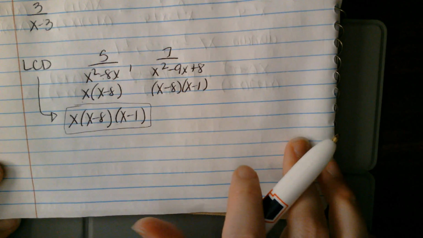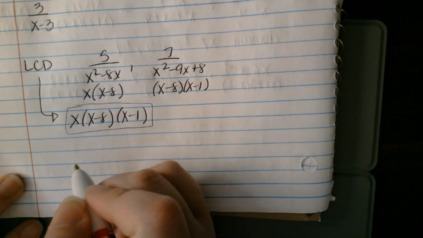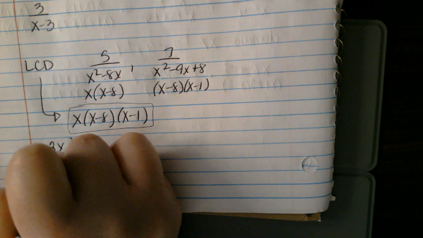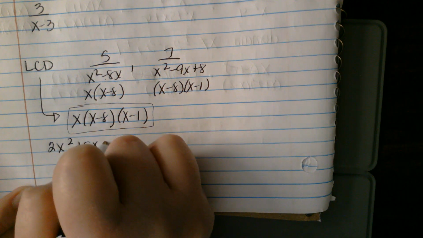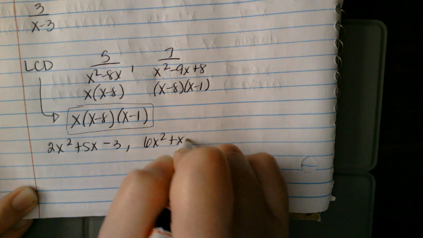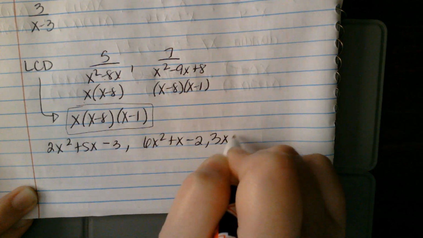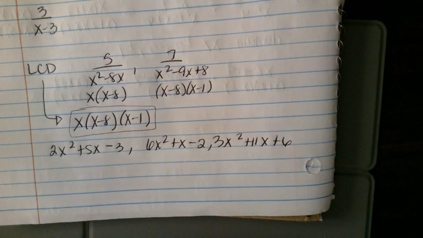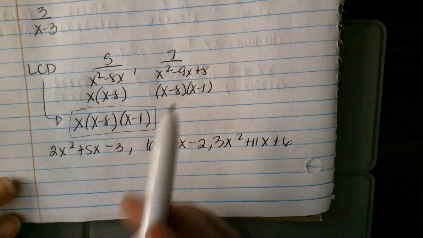So looking at the next example, I'm just going to write down the denominators here. So we have a 2x squared plus 5x minus 3, and a 6x squared plus x minus 2, and a 3x squared plus 11x plus 6. So we need to factor all three of these.